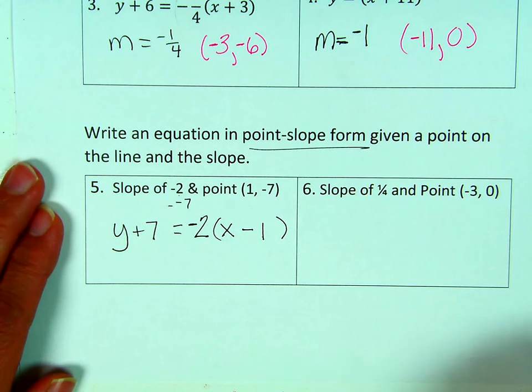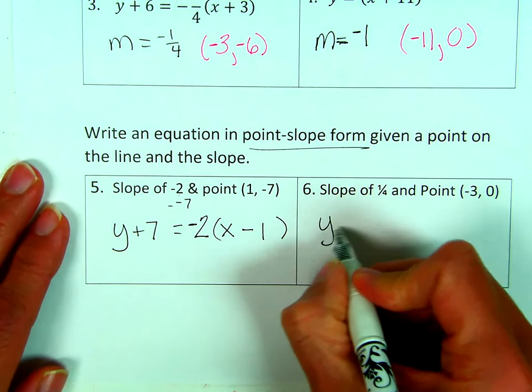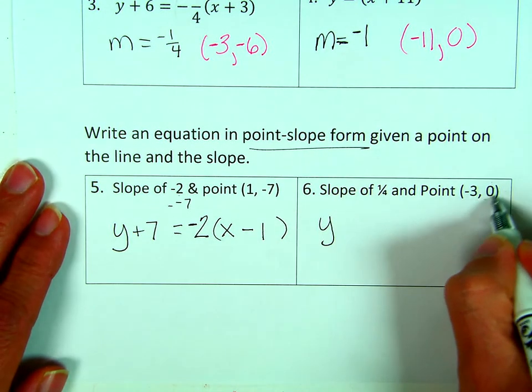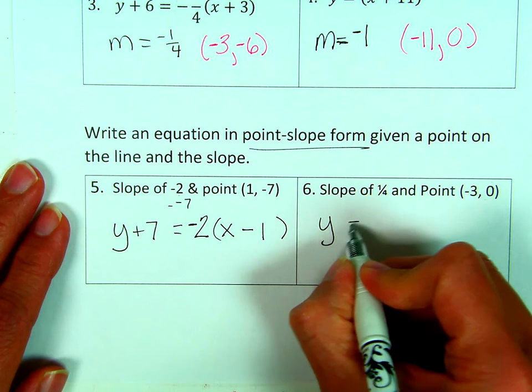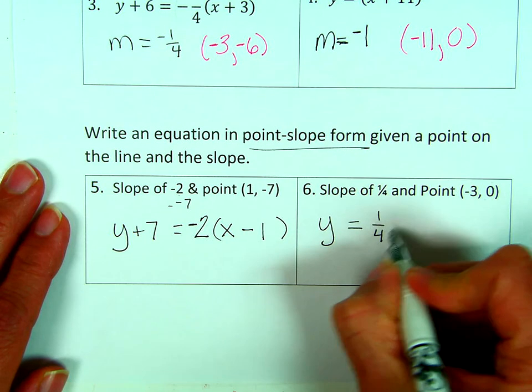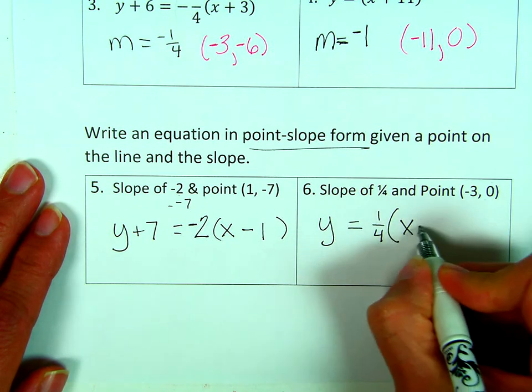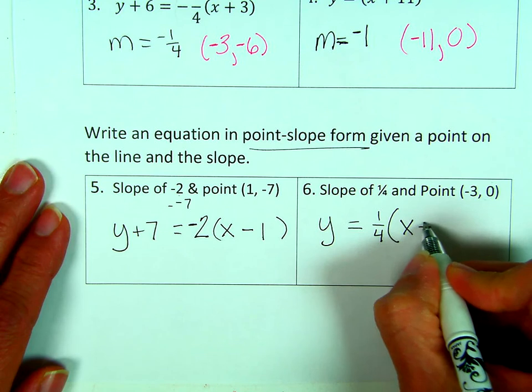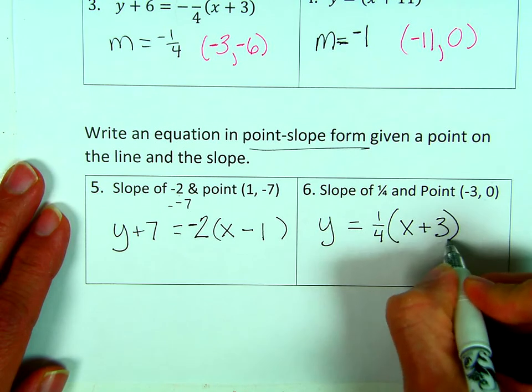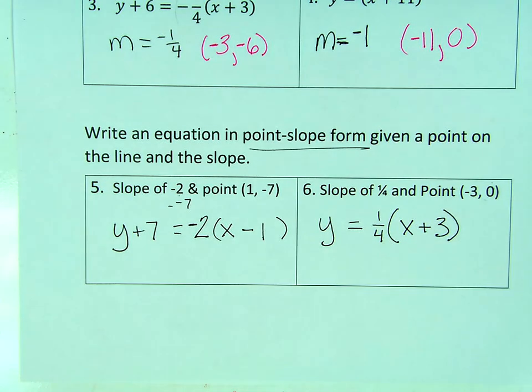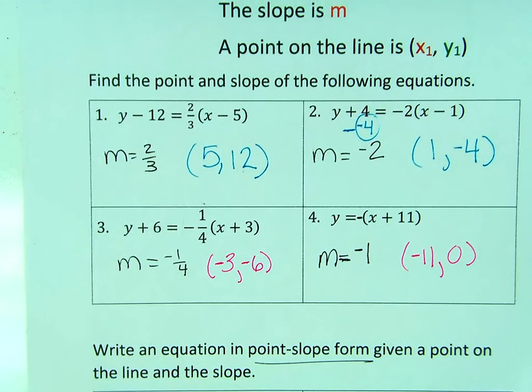Done. All right, over here, y minus the y, but there's a 0, so we're just going to leave it, equals 1/4 times x minus a negative 3. Okay, so then that would change to a positive 3. And that's the equation. So this is just an introduction, so hopefully that helps a little bit.